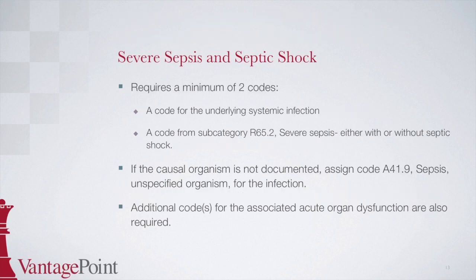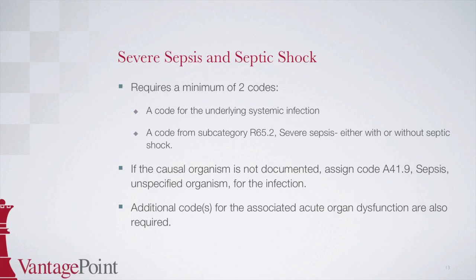If the patient has severe sepsis, either with or without septic shock, a minimum of two codes are required. Your first code is for the underlying systemic infection, such as A40.1, sepsis due to group B strep, which we had in a previous slide, followed by a code from subcategory R65.2, which is for severe sepsis. Your choices are severe sepsis either with or without septic shock.